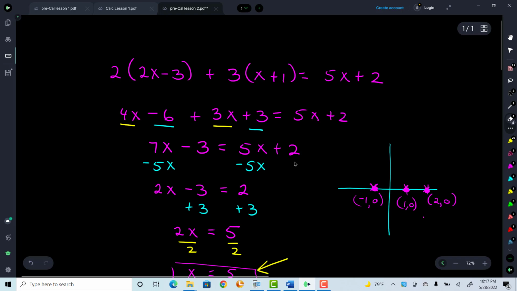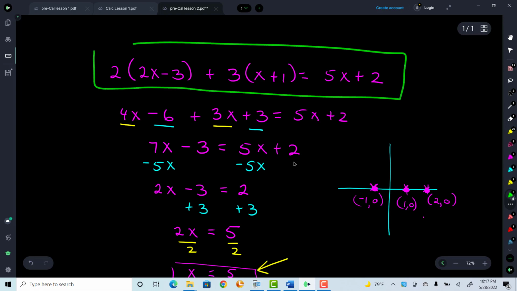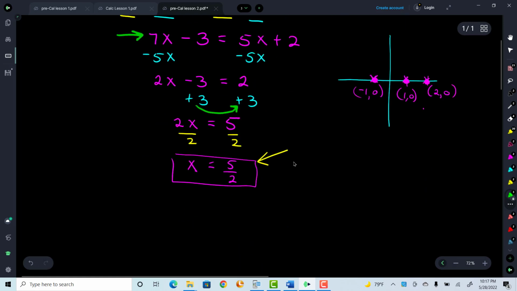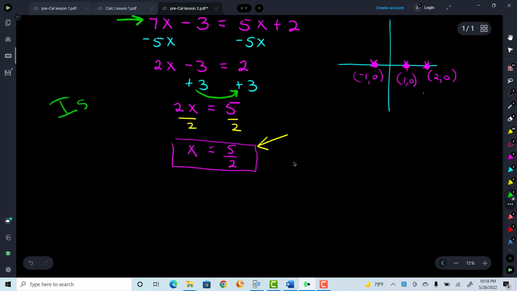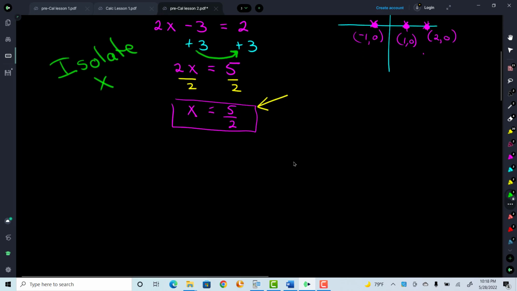Okay, so that was just a basic linear equation. You should know how to solve a linear equation in this form that requires multiple steps. We had to distribute, and then we had to combine our like terms. And then we had to move all the values that are not x's to the other side, right? We had to isolate the x. That's what we call that, isolating the x. Okay, so let's look at one that's a little more complicated.